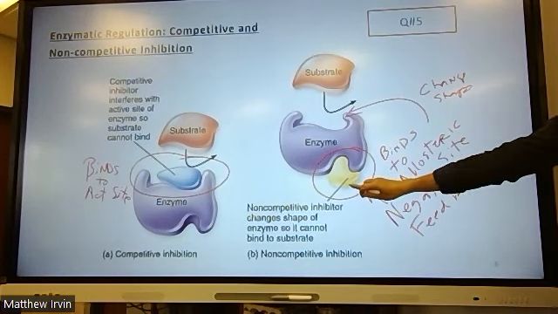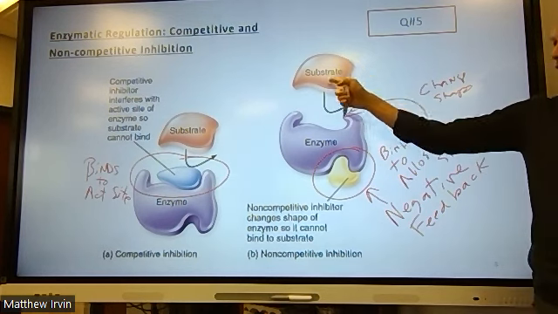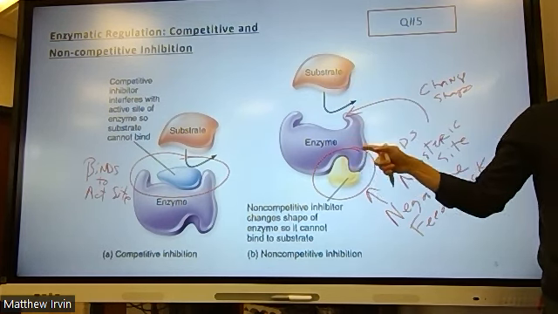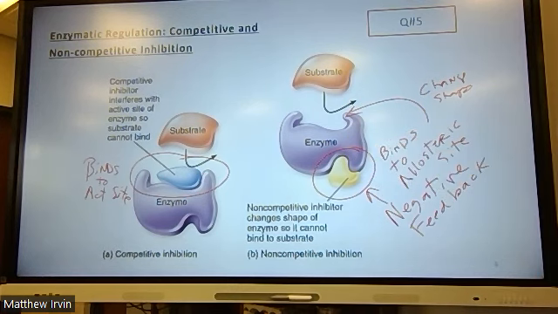Where your inhibitor is the product of your reaction. So that when you have used up enough substrate and you have made enough product, you want to stop making that product and wasting energy.